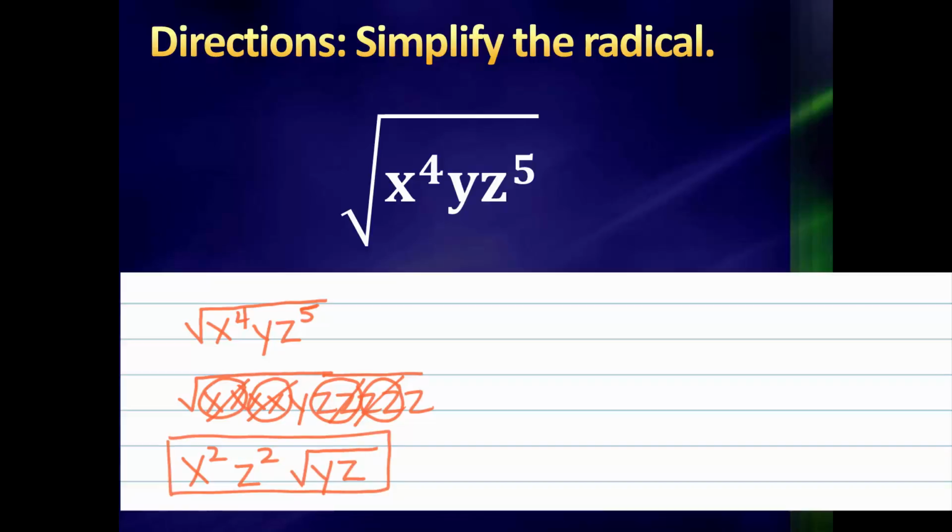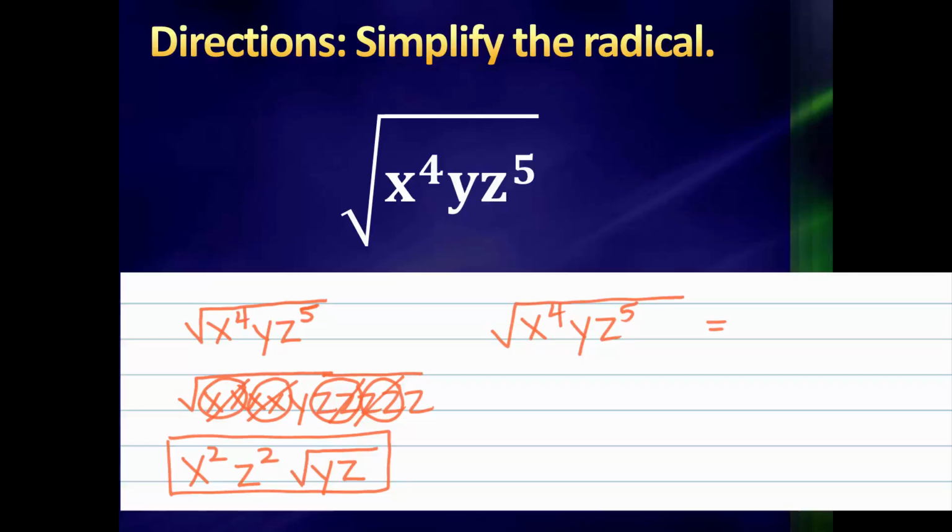But let's back up. Let's not write out the prime factorization of this. Rather, let's do this problem, x to the 4th, y, z to the 5th, where we have the radical around them, and let's think about it in terms of the fact that the index is 2. If you don't see the number there, it's 2.